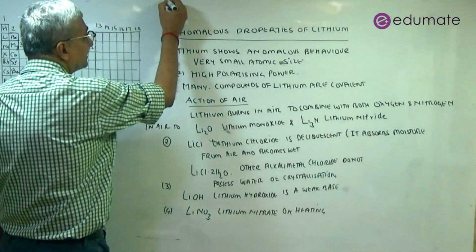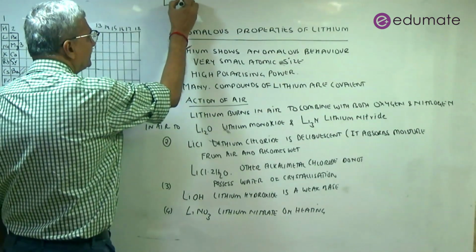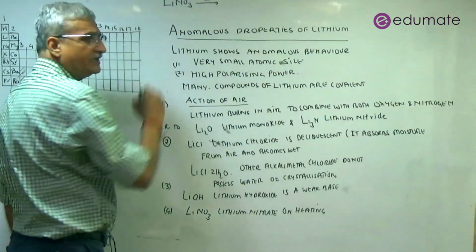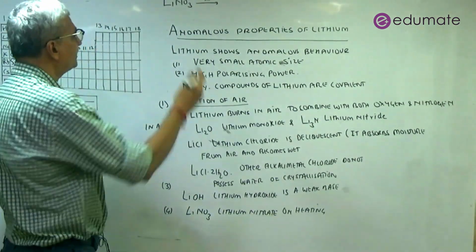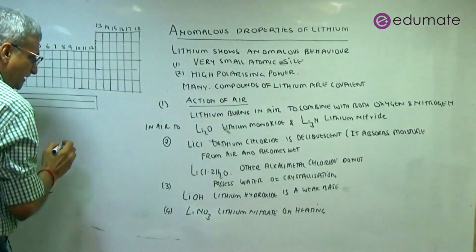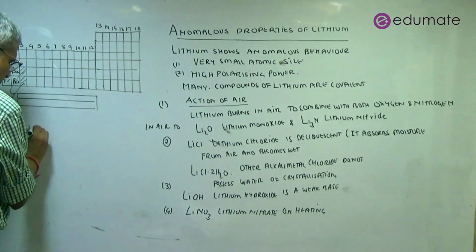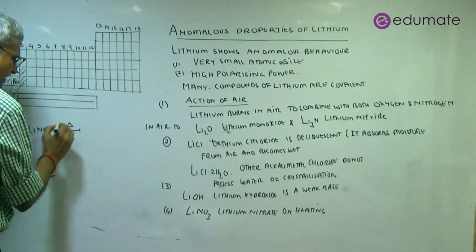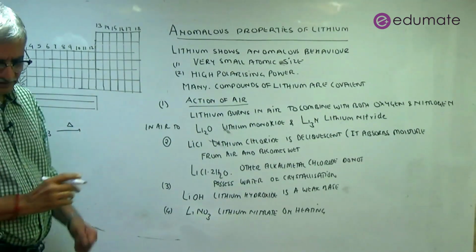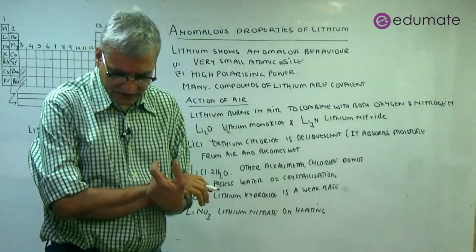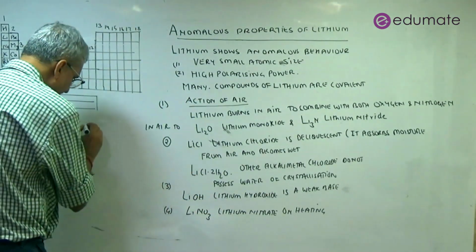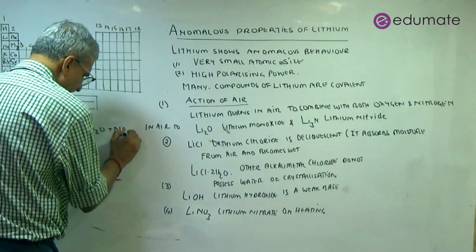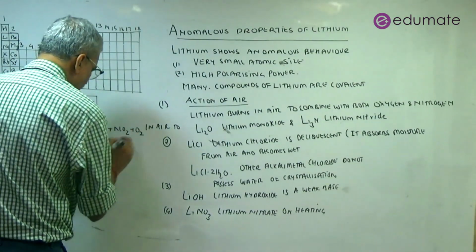We'll write it over here. We have LiNO3 on heating. What will happen? You will get lithium oxide, nitrogen dioxide, Li2O plus NO2 plus O2.